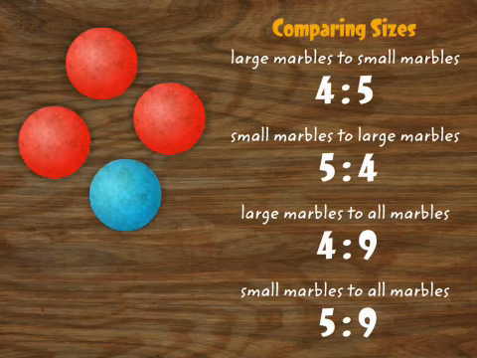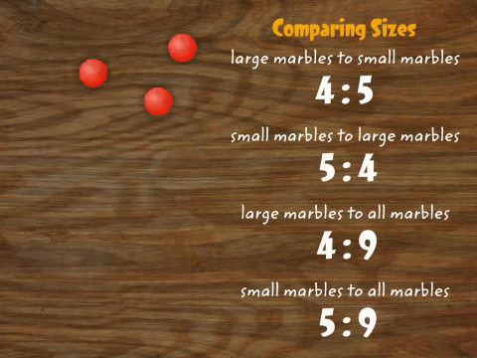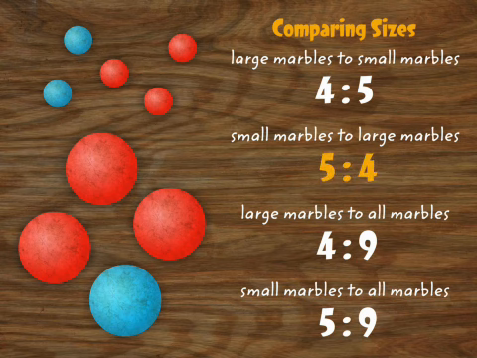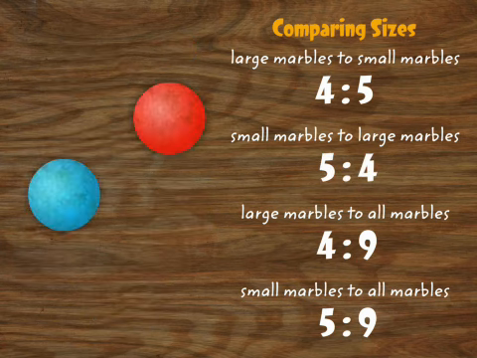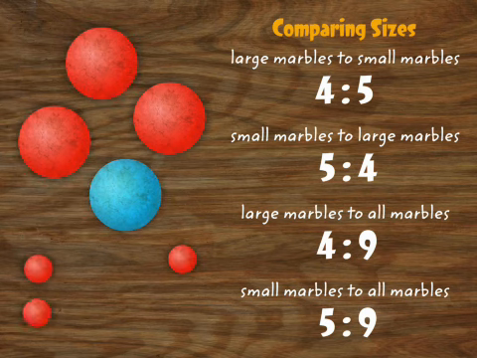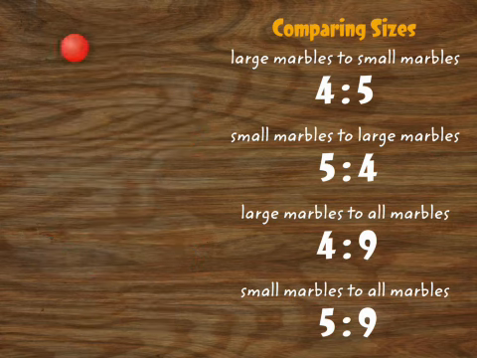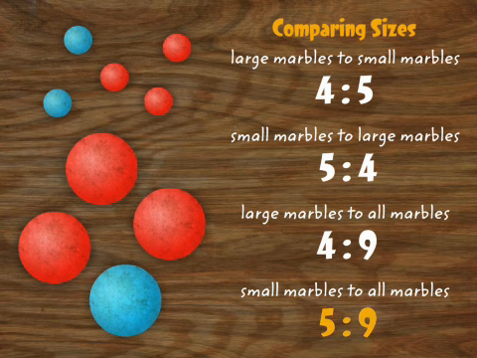The number of large marbles to the number of small marbles is 4 to 5. The number of small marbles to the number of large marbles is 5 to 4. The number of large marbles to the total number of marbles is 4 to 9. The number of small marbles to the total number of marbles is 5 to 9.